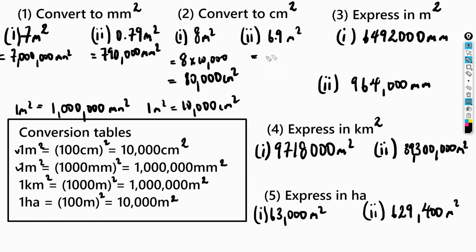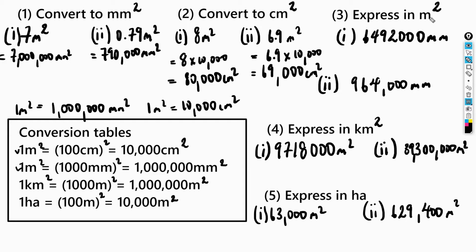Then the next one, it's the same thing. This is in meters squared, and 1 meter squared is equal to 10,000 centimeters squared. So we're going to end up with 6.9 multiplied by 10,000, and we're going to end up with 69,000, right, centimeters squared. Okay. So really not bad, very easy. And let's move on to the next example.